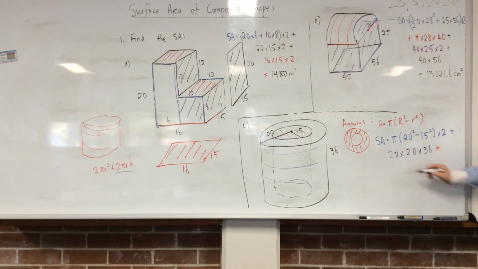Yes. So if I use 2 pi r h in this case, the inside cylinder though, the radius in this case is 15 times 36. Yeah? So what I'm trying to say is, don't forget to include the inside of the cylinder. All right, any questions?